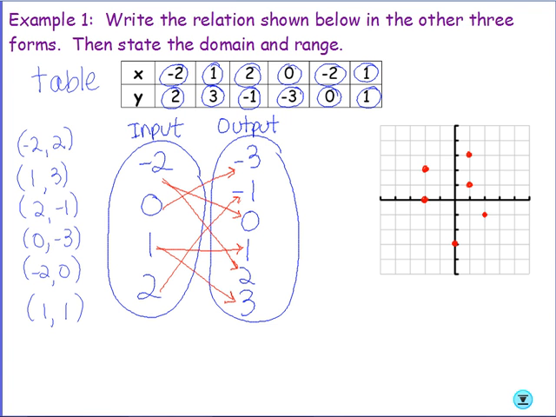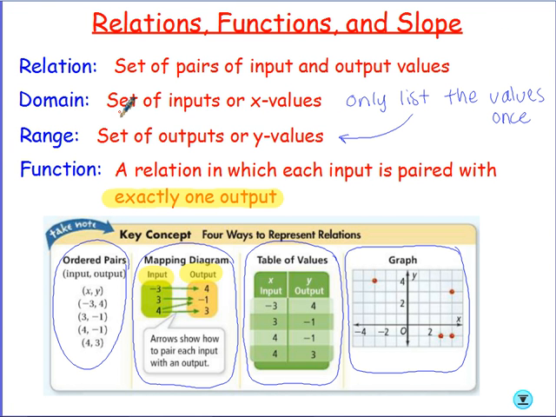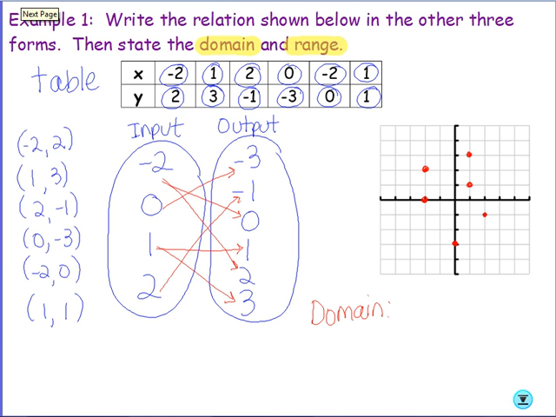The final part of this problem asks us to state the domain and range. So I'm just going to list them down here. Our domain, if we reference back to our directions, is all of our input values. Well, I already made a list of those right here. So all I'm going to do is recopy those 4 numbers: -2, 0, 1, and 2.